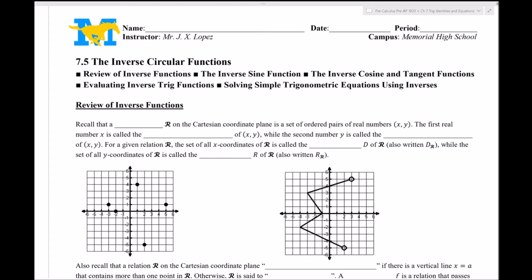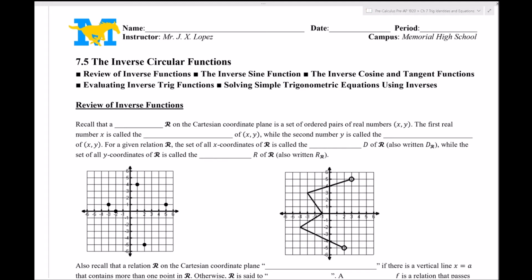So we need a section on the inverse circular functions to get a better understanding of how they work, because in the context of an equation, it gets a lot more complicated than just plugging into a calculator and taking an inverse sine, inverse cosine, inverse tangent. So there's a lot more at play here that we need to understand. So we have an entire section over them that we're going to try to understand to the best of our ability.